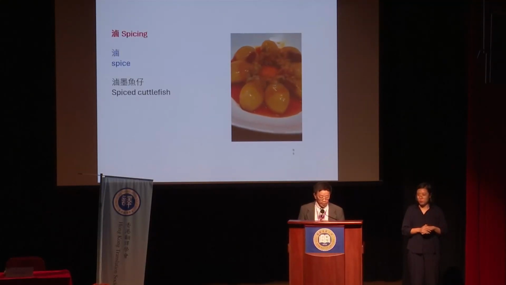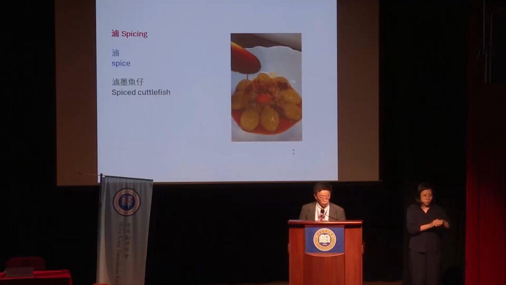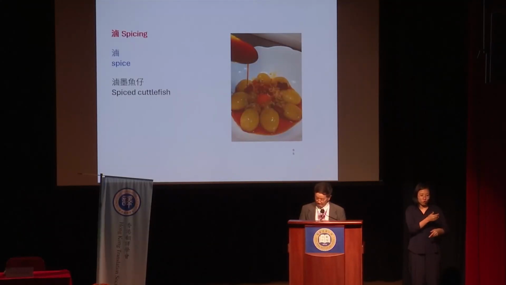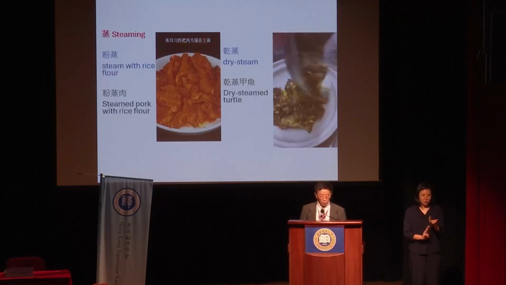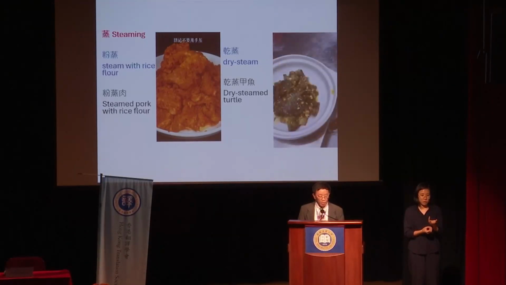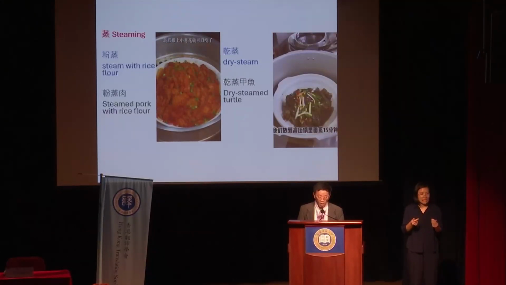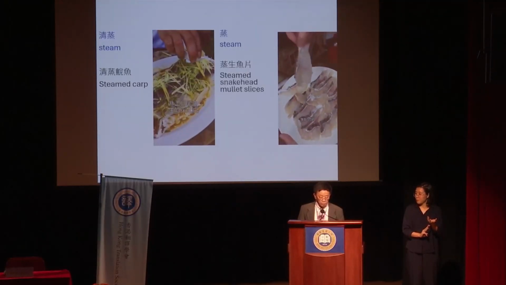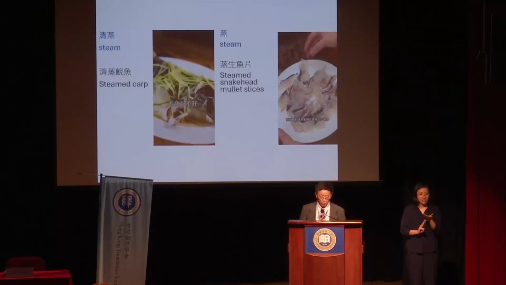Spicing is also one of the common methods in cooking. The Chinese word for it will be 卤墨鱼仔, spiced cuttlefish. Steaming is another common method. You can steam with rice flour, which means 粉蒸. If you steam it dry, this is 干蒸. If you steam it in its own way, then it's 清蒸, or you simply steam it, it would be 蒸.